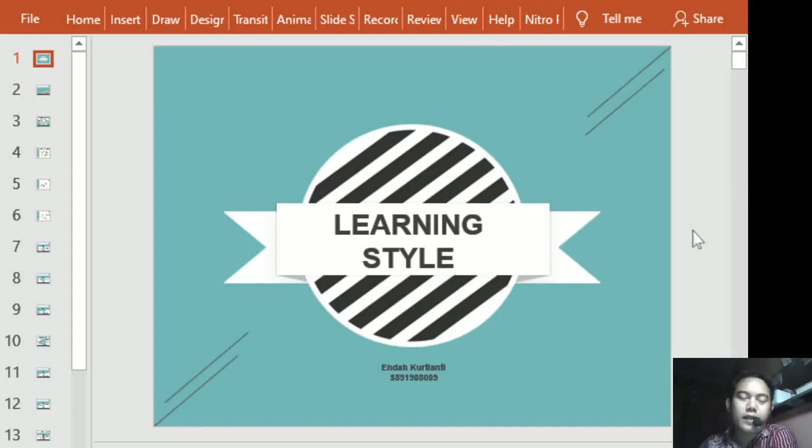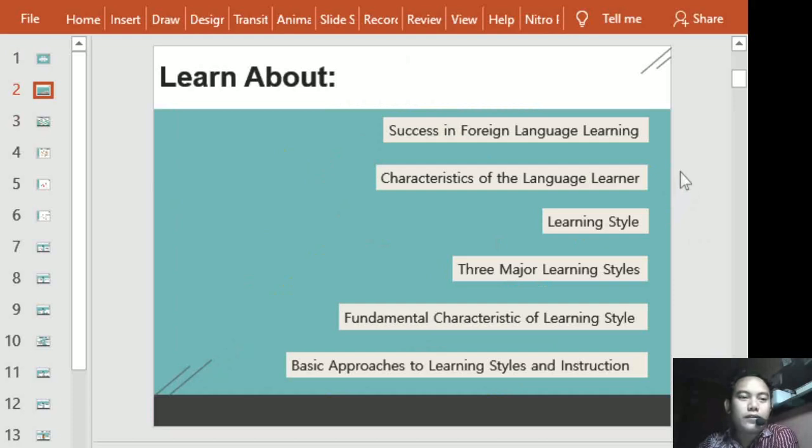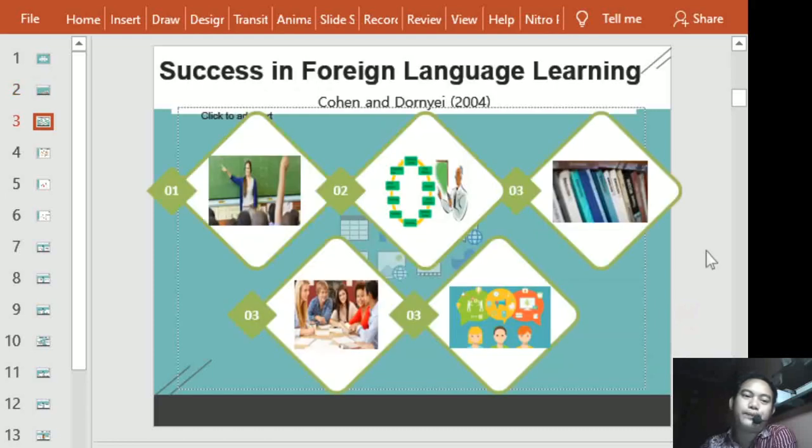Today we are going to learn about learning styles. This PowerPoint was originally made by Indah Kurtianti. Before we start and go deeper into learning style, this PowerPoint covers: success in foreign language learning, characteristics of the language learner, learning style, three major learning styles, fundamental characteristics of learning style, and basic approaches to learning styles and instruction.